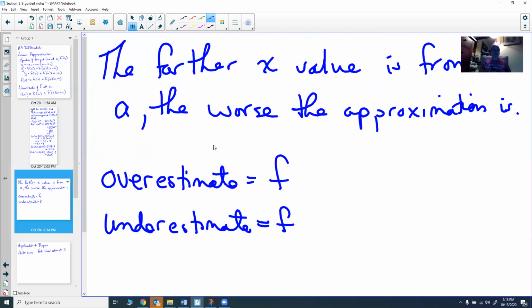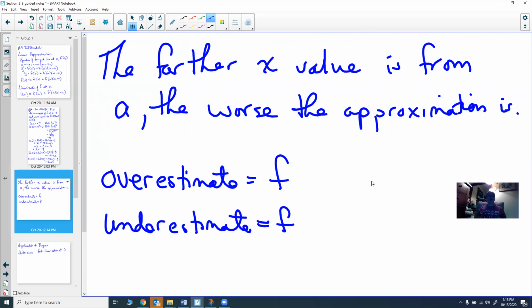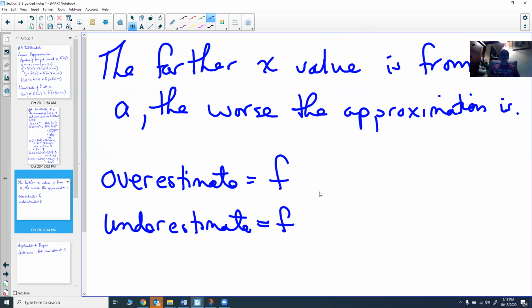Now, the farther away you get from the a value that you're approximating from, like if I did negative 7 instead of negative 7.9, we're really far away from negative 8. So we get a worse approximation. But that's okay. We can still go ahead and do these approximations and get certain values. So they still give us an idea.